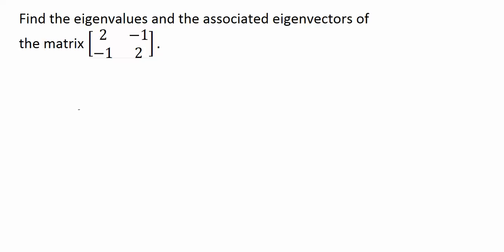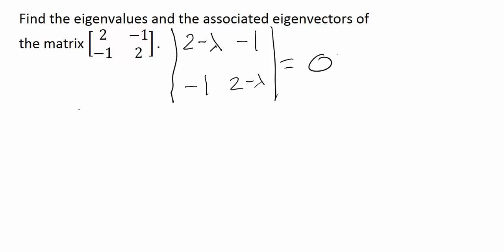In this example problem from Chapter 8, we're looking for the eigenvalues and eigenvectors of this symmetric 2 by 2 matrix. We'll start out the problem by calculating the determinant, where we subtract lambda off each of the diagonal terms and setting that determinant equal to 0 to get our characteristic equation.